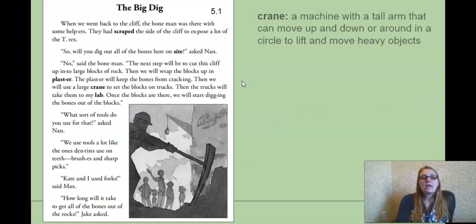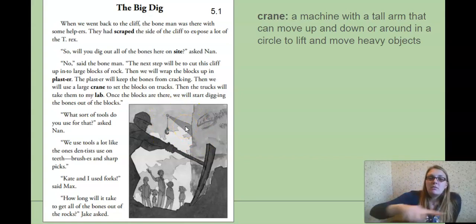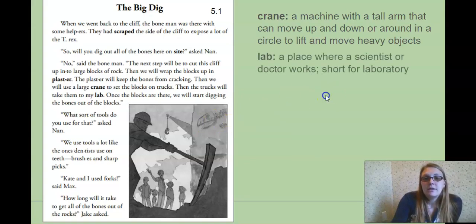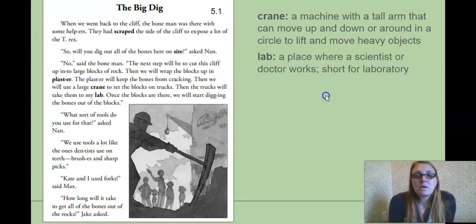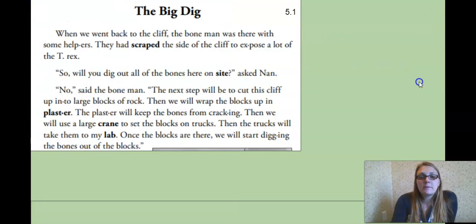And a crane, a machine that has a tall arm that can move up and down or around in a circle to lift and move heavy objects. In the picture, you can see the crane. This arm can go up and down, can kind of move around, and it can help them move heavy objects. A lab is a place where a scientist or a doctor works, short for laboratory.